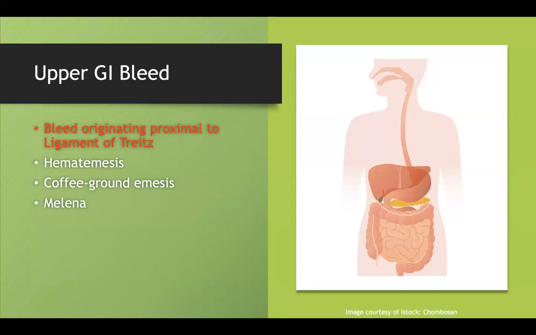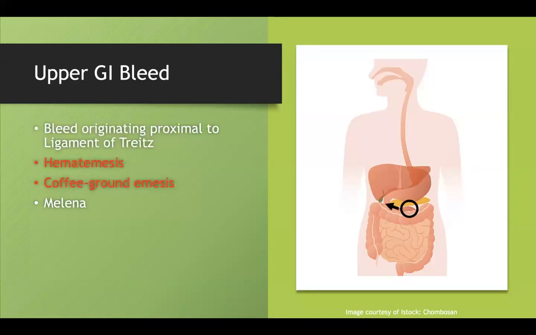So here we go. The bleed originates proximal. So if this is our ligament of Treitz, approximately, anything proximal to this will be an upper GI bleed. You'll get hematemesis and coffee ground emesis because it's so close to your oral cavity that if you do throw it up, it'll be bloody.